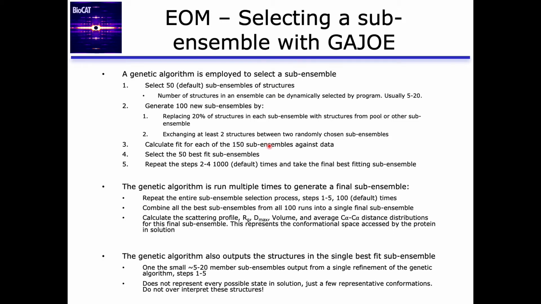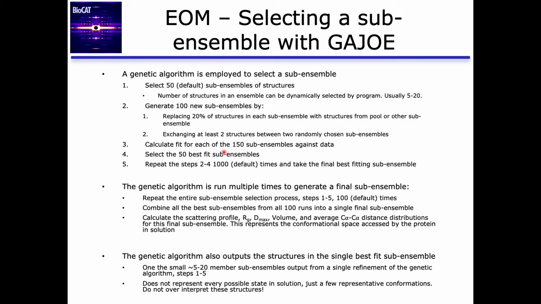You calculate the fit for each one against the data, right? So each one has 5 to 20 different structures in it. You take the calculated profile for each structure, you average it for the whole ensemble, you do that for all 150, and you fit them against the data. You select the 50 best fit sub-ensembles, and then you repeat these generating new sub-ensembles and selection steps 1,000 times.